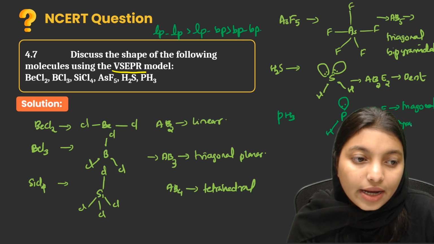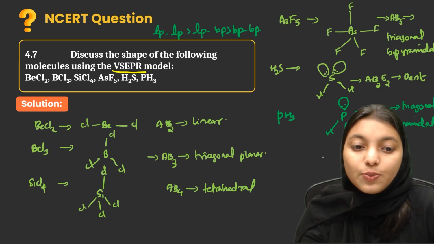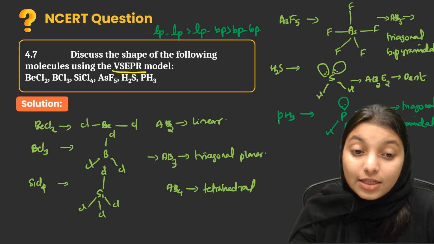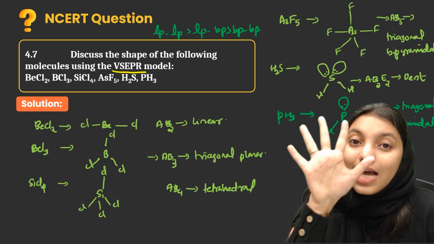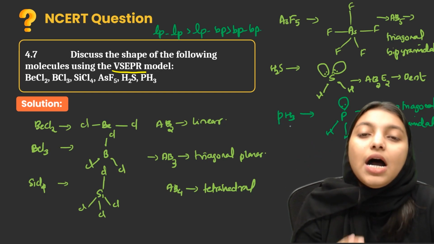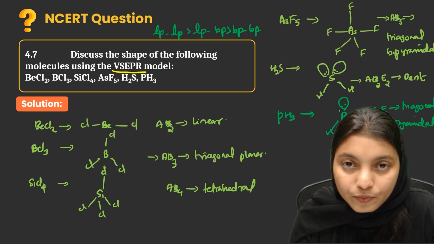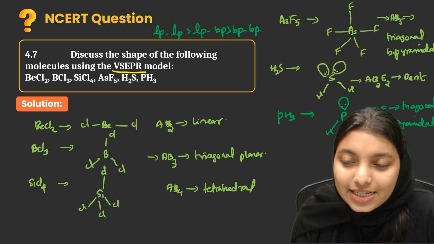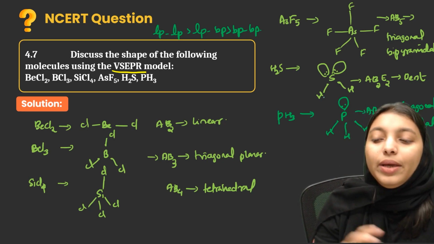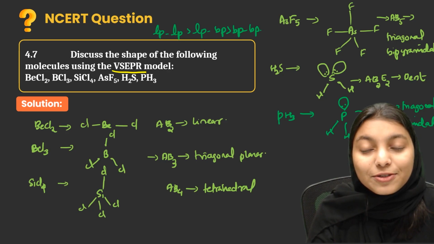Trigonal pyramidal will be the shape of PH3, because phosphorus is the central atom. Phosphorus has 5 electrons in its outermost shell, only 3 of them have made bond with hydrogen, and 1 lone pair is there. Got it? Yes, so according to the VSEPR model, we can explain the geometry of these molecules like this. I hope you understood the answer for this question.